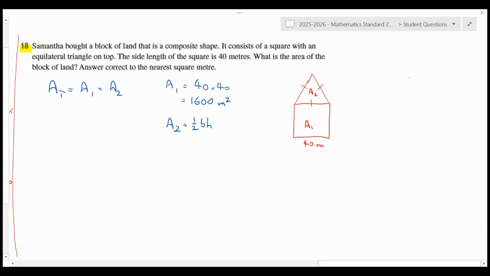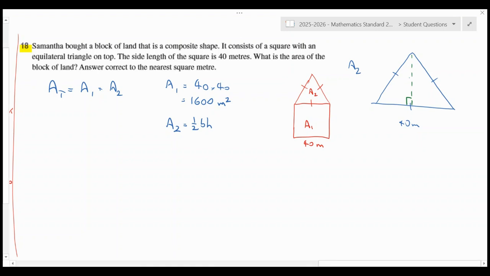What we're going to do is use Pythagoras' theorem to work out the side of that triangle. I'm going to draw area 2, the triangle. They are all 40 meters. Now I want to work out the vertical height of that triangle, so I am going to draw that line there, because that is my perpendicular height. That's the length I need to find.